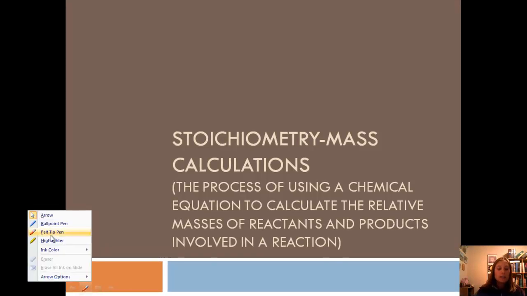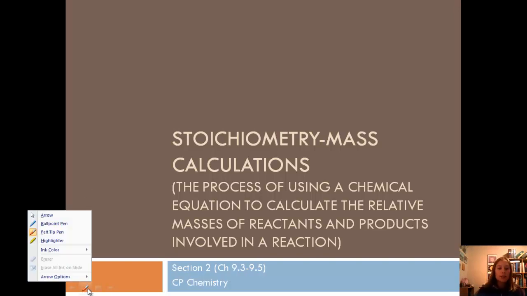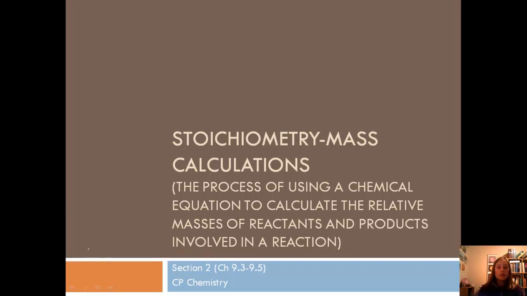Alrighty, so we are going to continue with our discussion of Chapter 9. This time we're going to talk about Section 2, which involves mass calculations. Last time we talked about mole ratio and how we can relate the moles of different compounds within a reaction to each other. Now we're going to take that and the stoichiometry we've already learned from Chapter 6, so molar mass, atomic mass, Avogadro's number, and we're going to put all that stuff together.